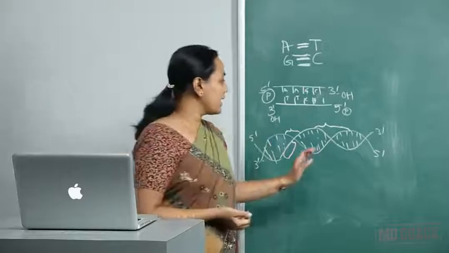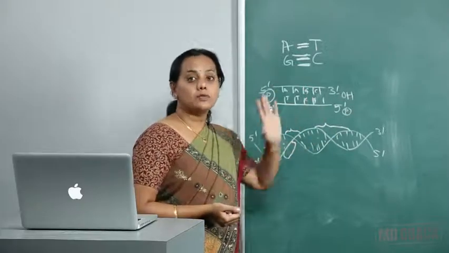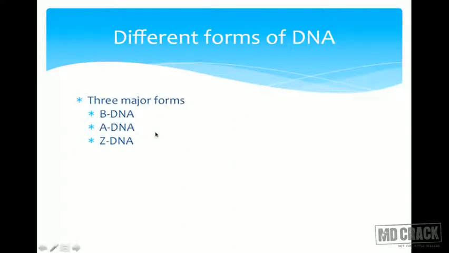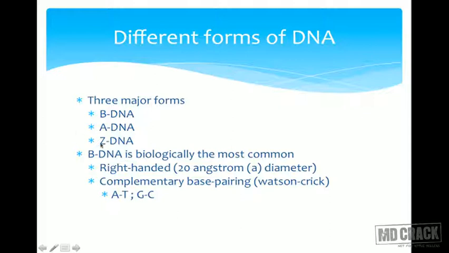So now I'll go ahead with the different forms of DNA. Which are the different forms of DNA? Now there are 3 major forms: B-DNA, A-DNA and Z-DNA. Z-DNA, the name has come because it is zigzag, because of the way those base pairs are arranged. Out of all this, B-DNA is the major DNA. B-DNA is biologically the most common.